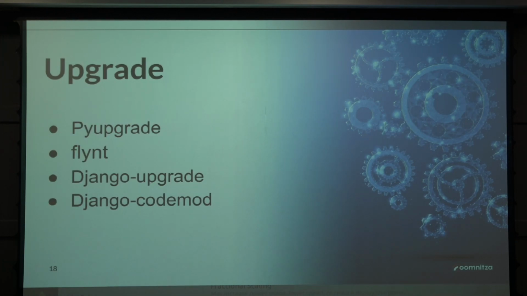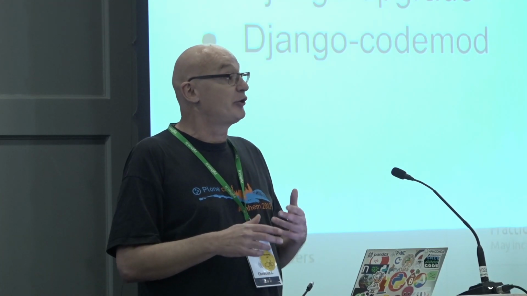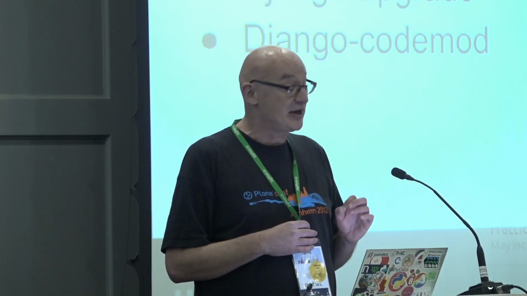Flint is one of these small tools that does just one thing and does it well. It converts all the old percent-formatted strings into F-strings, and very, very accurately.